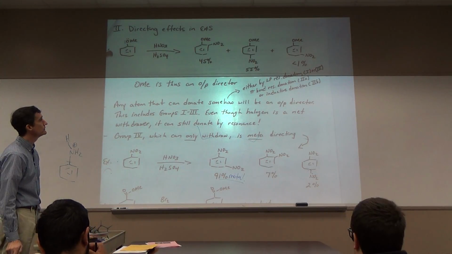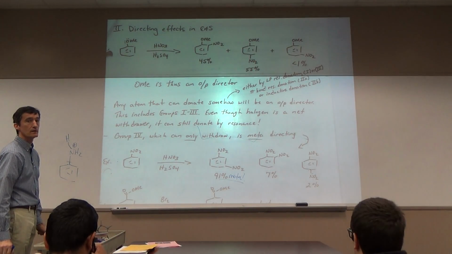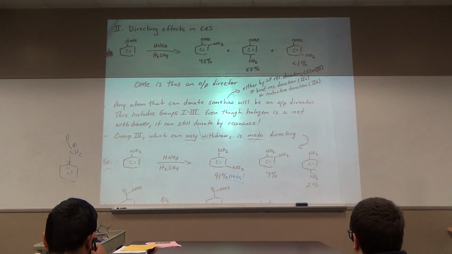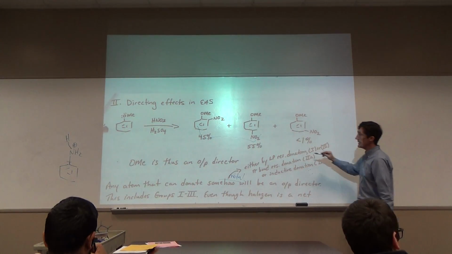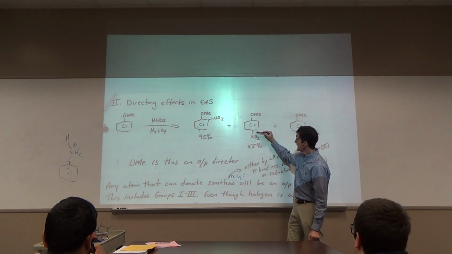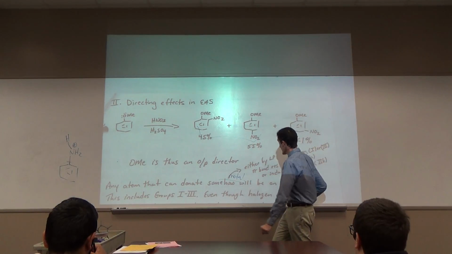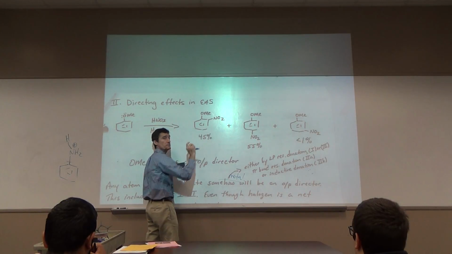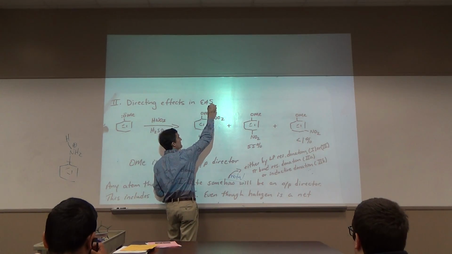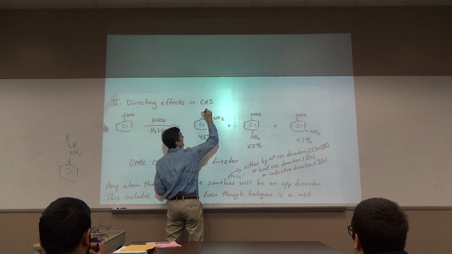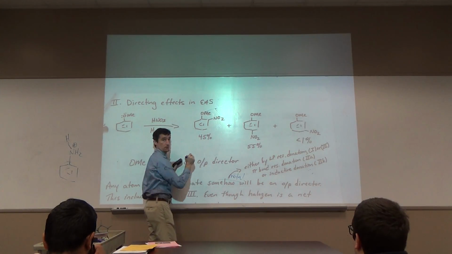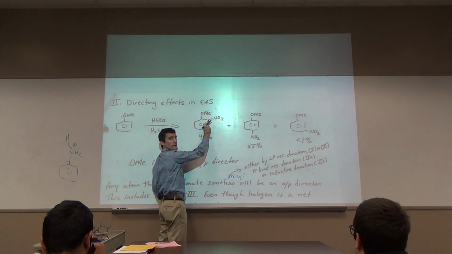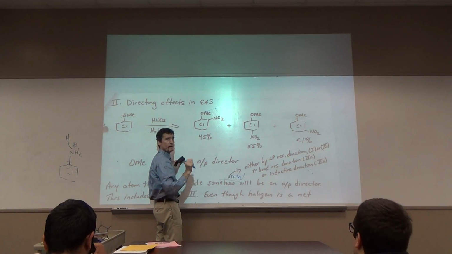For groups 1, 2, and 3, shouldn't the para be much higher in how much you get because of sterics? Shouldn't it be like around 70 or 80? Okay, let's talk about that. He's saying, why shouldn't the para be higher? Yes, typically adding the group next door can sometimes be sterically hindered, especially if this group is big. What if coming off this oxygen was like a t-butyl? You could really get some sterics for the electrophile approaching right here. Yes, we'll talk about that a little bit later.